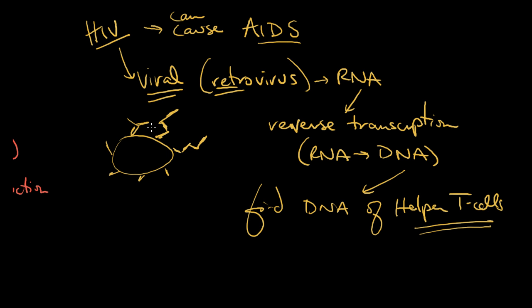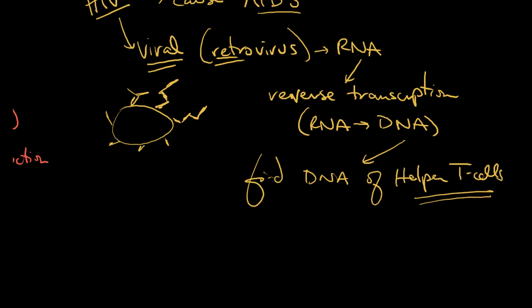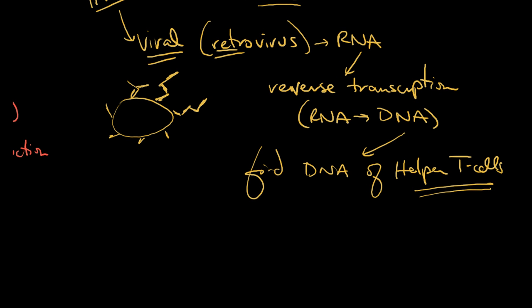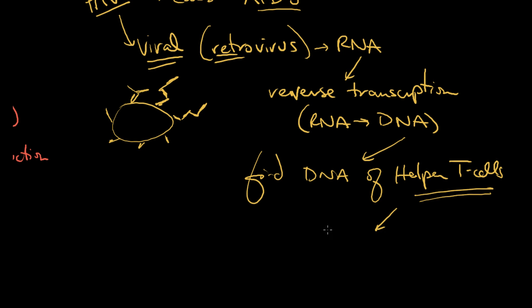And so what the virus does, as I said before, is inject its RNA into the host cell, the helper T cells. It does a reverse transcription to make DNA. That DNA finds its way into the nucleus of the helper T cells. Helper T cells are making lots and lots of copies of that virus, and then the process of that kills the helper T cells.